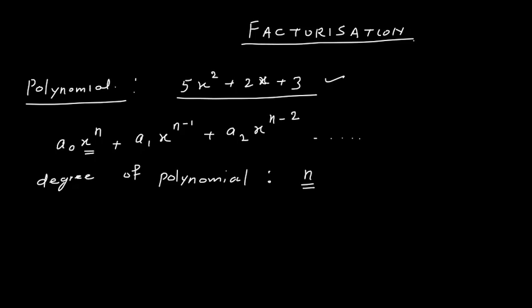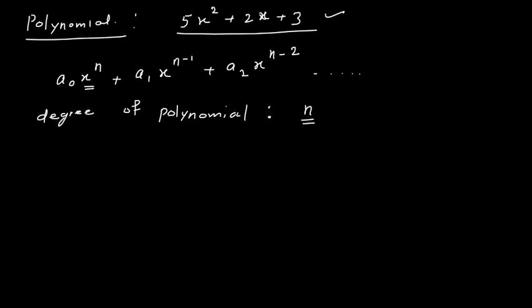One more thing you should keep in mind is that the power of x is always a whole number. If it is not a whole number, then you will not define it as a polynomial. So for a polynomial the condition is that the power should be a whole number. Here in this case the degree of the polynomial is n.